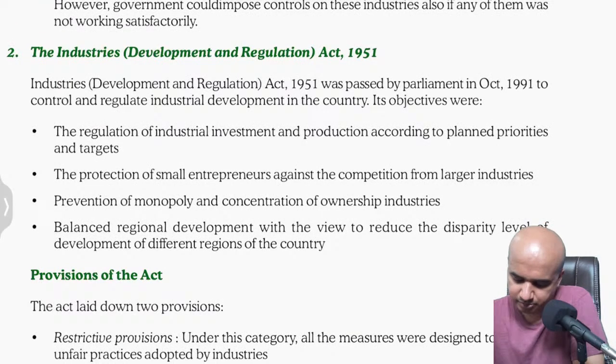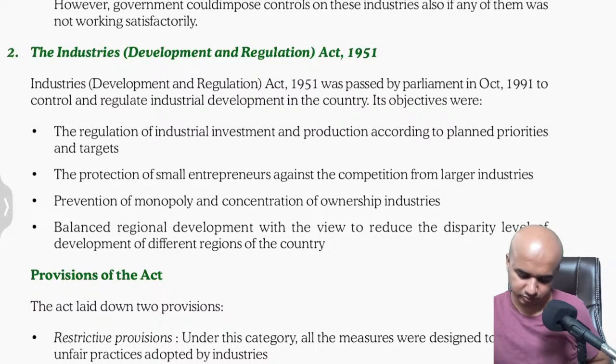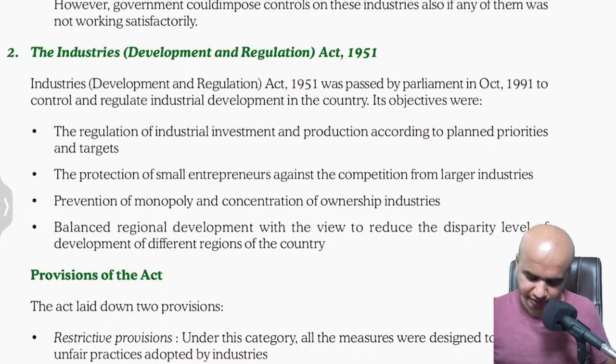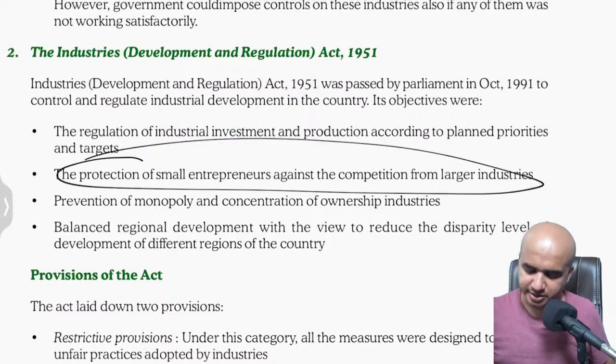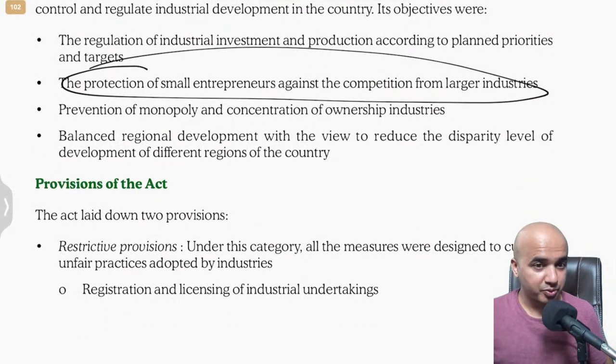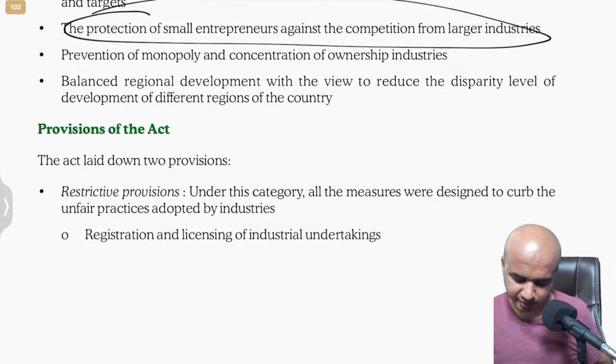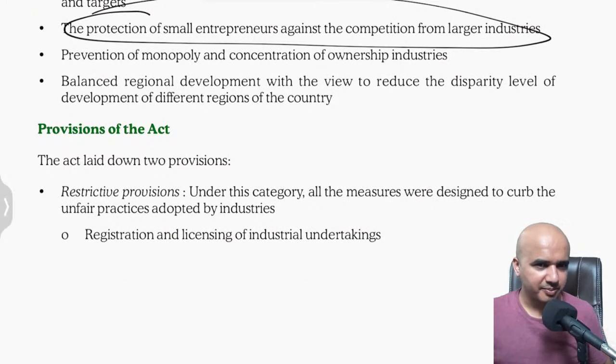Then there was one more. All I can think of is this: protection of small entrepreneurs against competition from larger industries. I'd be curious to know how exactly they did. Usually, whenever the government comes up with any such scheme, they'll be protecting larger industries from small entrepreneurs, in the name of protecting small entrepreneurs. That is something which we have seen over a period of time.